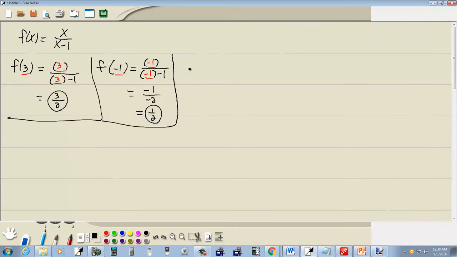f of 3/2. Evaluating is always the same. We'll go back to our original function and replace our variable, the x, with a set of parentheses. So we got parentheses over parentheses minus 1. Now whatever's inside this parentheses automatically goes here and goes here. So put 3/2 here and 3/2 here. Now those parentheses aren't doing anything, so I can drop them. So we got 3/2 over 3/2 minus 1.